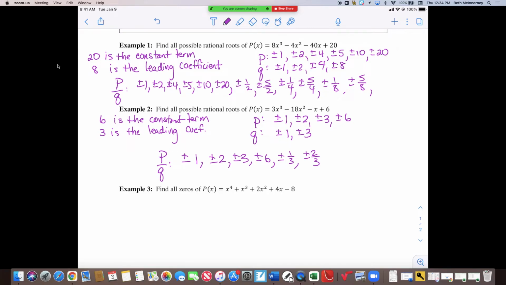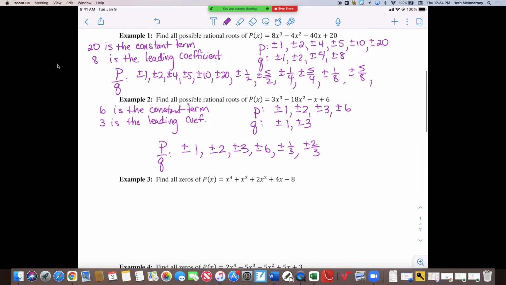Now we're going to transition to, okay, who cares? Like, why did we do that? Oftentimes we build foundations to use and apply somewhere else. So here we go. It says find all the zeros. There's no way to factor this one. So P is plus or minus 1, plus or minus 2, plus or minus 4, plus or minus 8. Q is just plus or minus 1.